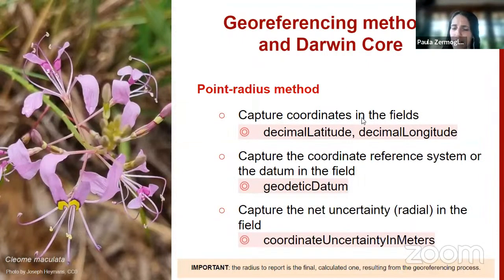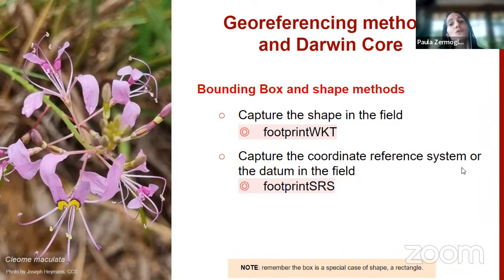If we were using the point-radius method, we would also use decimal latitude and longitude to record the coordinates. We will use the geodetic datum to capture the coordinate reference system, and we will need to capture the uncertainty, that is the radius of that circle that we were seeing before, and the field that we will use is coordinate uncertainty in meters. Something that is important is that the radius that we will be reporting in this field is the final calculated one. That means once we have actually done the georeference, which we're going to explain in our next modules, how to do that.